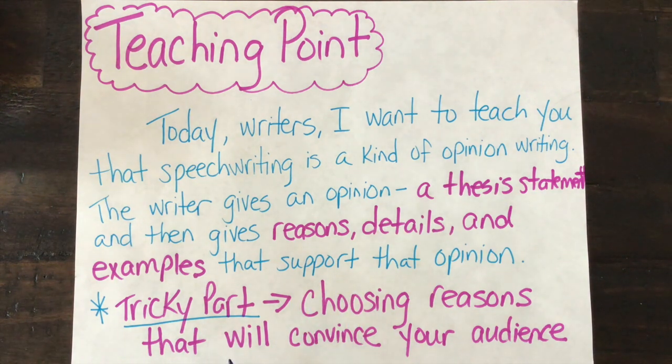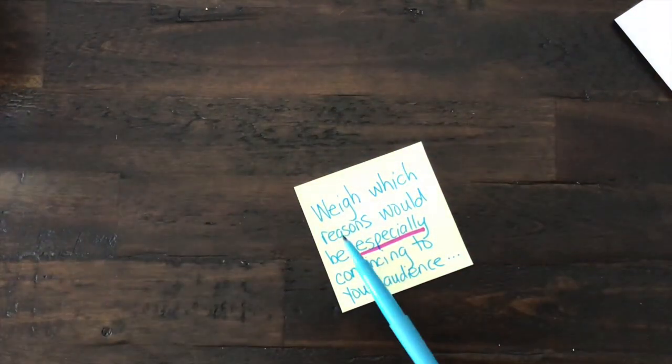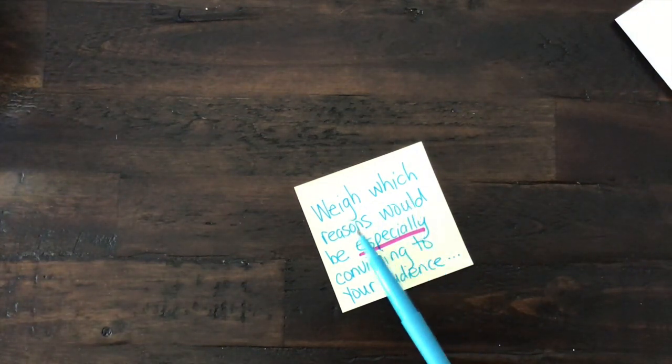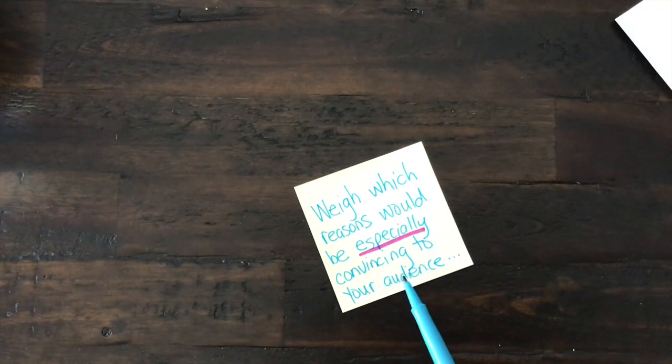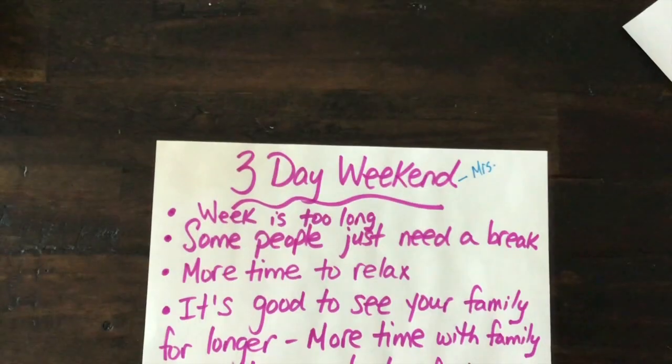Now here's the tricky part as a writer. Choosing reasons that will convince your audience. That's why Ms. Fakori told you last time that you need to keep your audience in mind. Whose mind are you trying to convince about your opinion, okay? So how do we do that as writers? We need to weigh, okay, and really think about which reasons would be especially convincing to your audience. So always keep your audience in mind. So let's practice that for a little bit before we actually start writing our first draft. Okay, here we go, my friends.